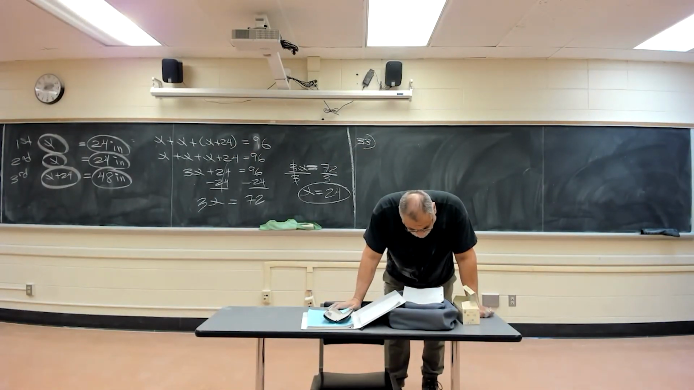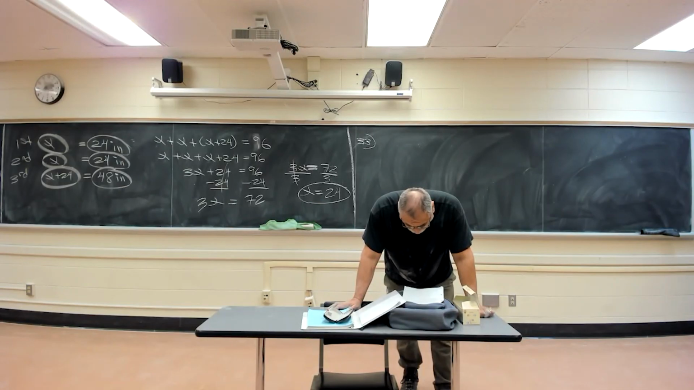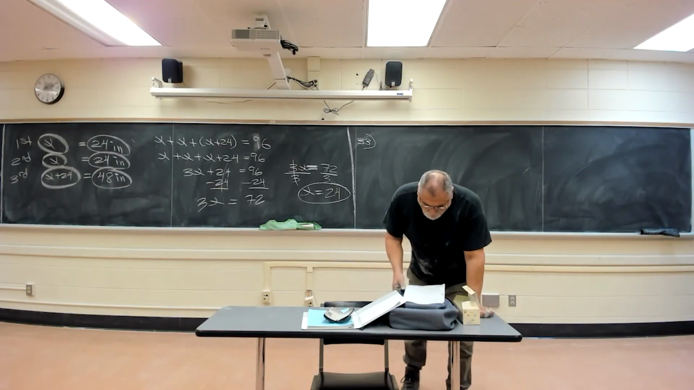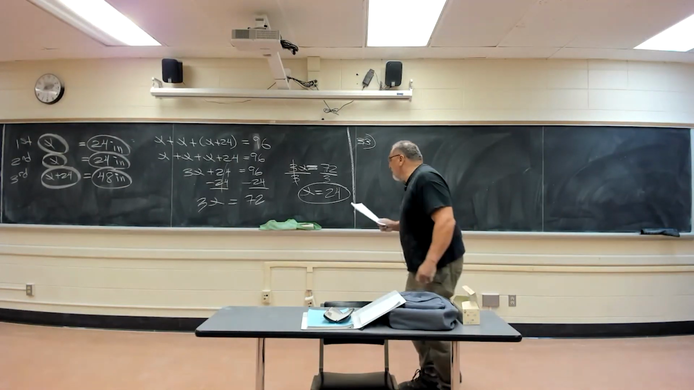Number 33: a train traveled from city A to city B in 4.5 hours at a speed of 72 miles per hour. The return trip was made in 4 hours, not 4.5. 4.5 was to get there, and the return trip was made in 4 hours. Find the speed for the return trip. Okay, there's a lot of ways you can go. Let's opt for an easy way to look at it.